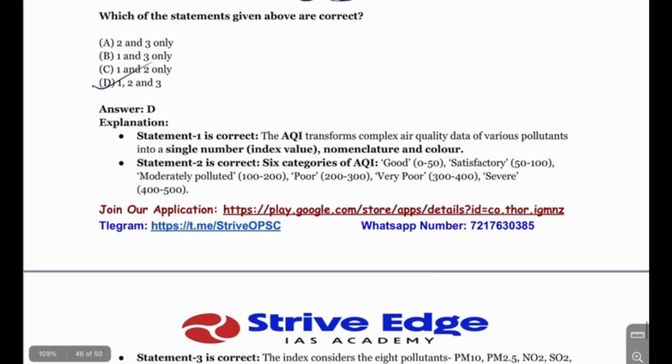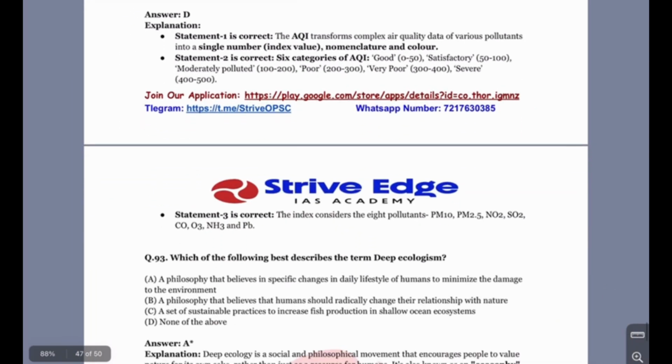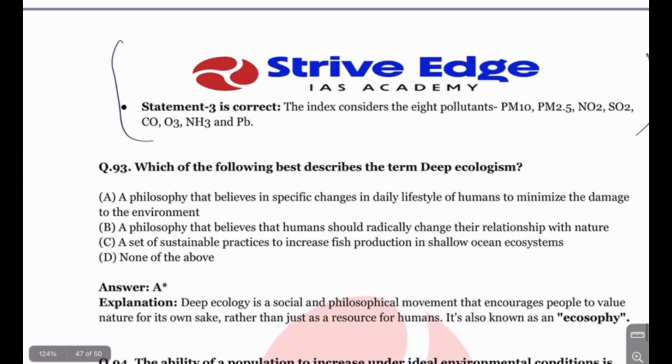Okay. So here the detail is given. Please go through this detail. The PDF will be already, I think, uploaded in our Telegram channel. Please download that. So next is, which of the following best describes the term deep ecology?